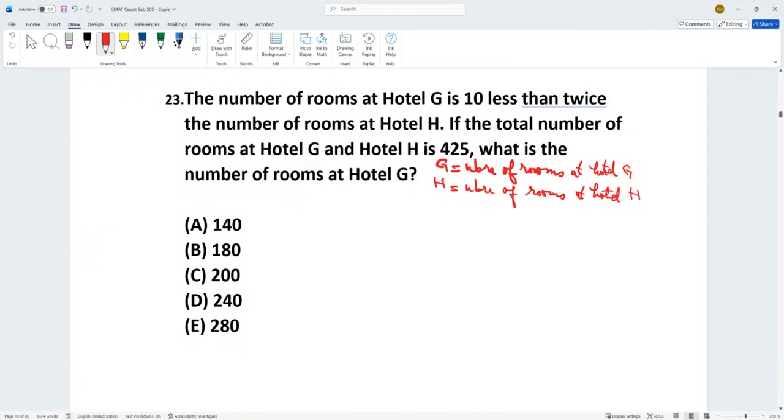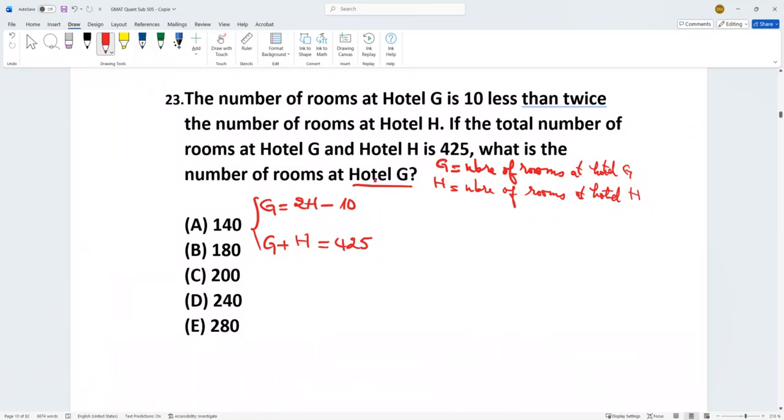What does it mean mathematically? It means that G, the number of rooms at Hotel G, is equal to 10 less than twice the number of rooms at Hotel H. So G equals twice the number of rooms at Hotel H minus 10. It also says the total number of rooms at Hotel G and Hotel H is equal to 425. So now they want us to find the number of rooms at Hotel G.